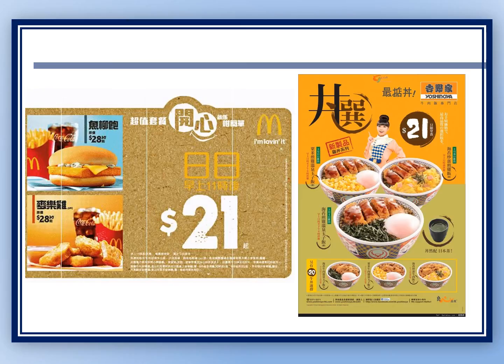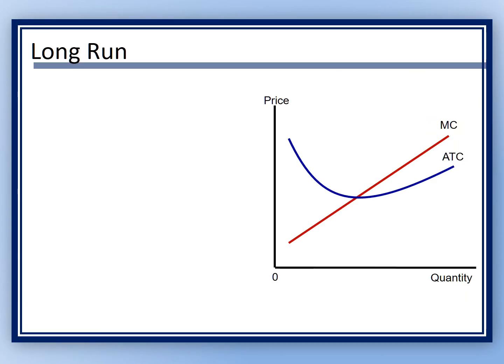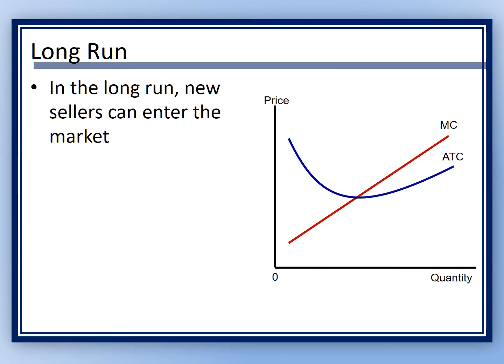They are competing for the same customers, and the customers are very price sensitive. To attract those customers, they have to compete on price. And under competition, they end up charging the same price for their products. How would this play out in the long run? Let's think about what happens in the long run. In the long run, new sellers can enter. So let's say we're right here, right now.